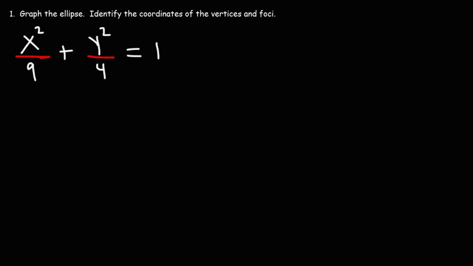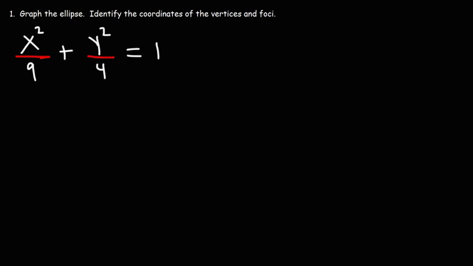Go ahead and graph the ellipse and identify the coordinates of the vertices and the foci. By the way, in order to find the foci, you need to know how to calculate c. Here is the equation to calculate c. c squared is a squared minus b squared, not a squared plus b squared as in the case of the Pythagorean theorem. For hyperbolas, it's c squared equals a squared plus b squared. But for ellipses, c squared is equal to a squared minus b squared. So that's how you can calculate c, using that formula.